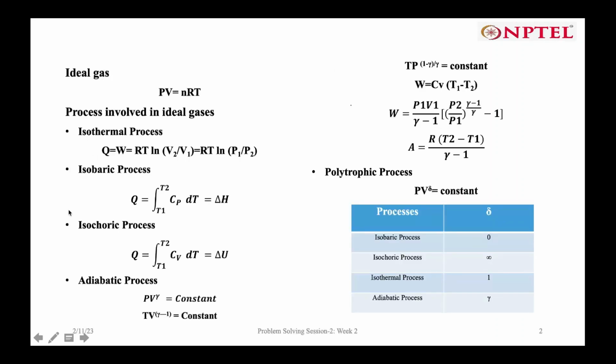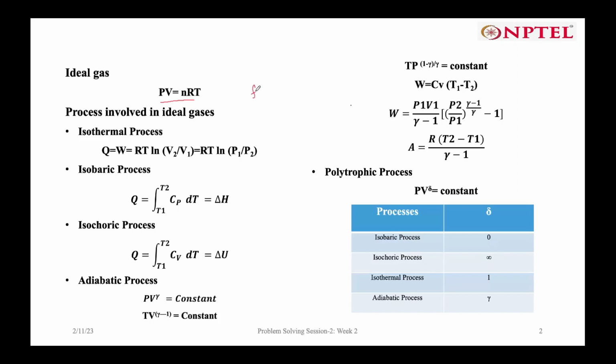Starting from the ideal gas, generally there is one relation, PV is equal to nRT. This is the ideal gas law. There are some conditions to follow this law, like the volume of molecules is negligible in comparison with the total volume of the gas, and intermolecular forces are negligibly small.